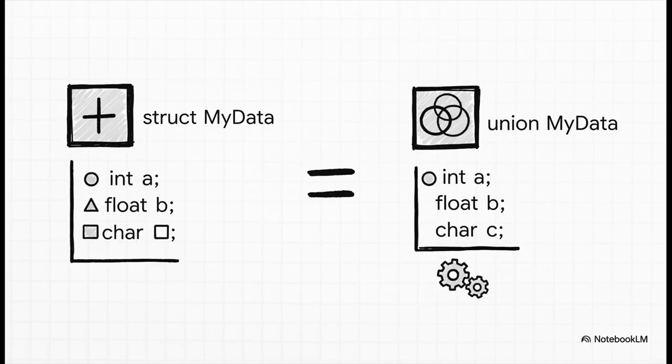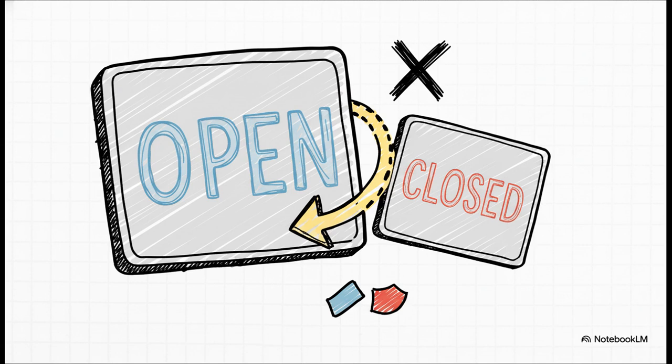Now, take a look at this. The syntax looks almost exactly the same as a struct, doesn't it? You just swap out the keyword struct for union. But don't let that fool you. How this thing works under the hood is a total game changer. I love this analogy because it nails the concept. A union is an OR box. It's like one of those reversible signs in a shop window. You can flip it to show open, or you can flip it to show closed. You can never, ever show both messages at the same time. It's one or the other.